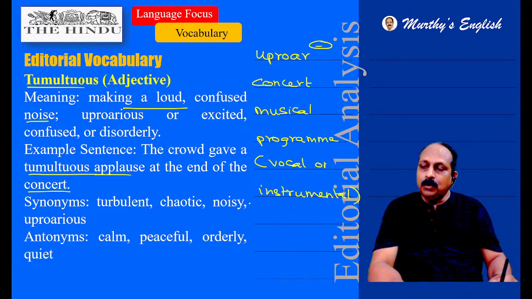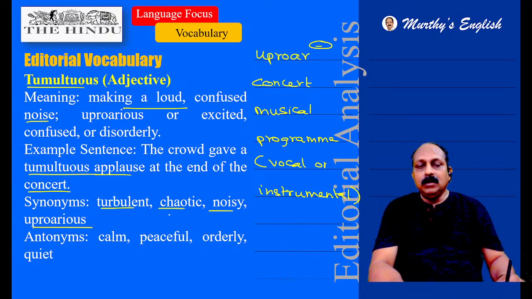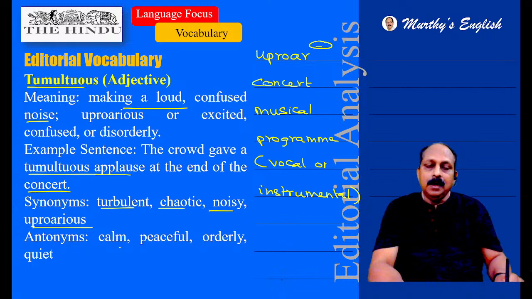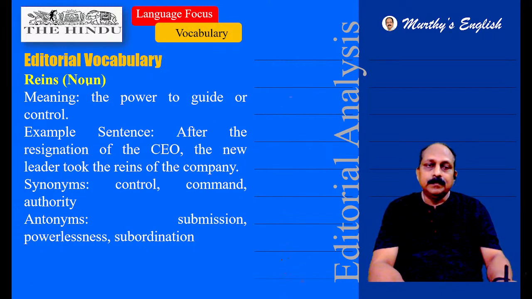A musical program, either vocal or instrumental, we use the word concert. Turbulent, chaotic, noisy, uproarious. All these words have negative connotation, but here tumultuous, positive. Chaotic, we have got so many times. Turbulent, turbulence means disturbance. Noisy, uproar, uproarious. Calm, peaceful, orderly, quiet. Simple words.